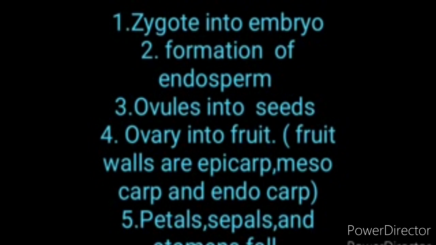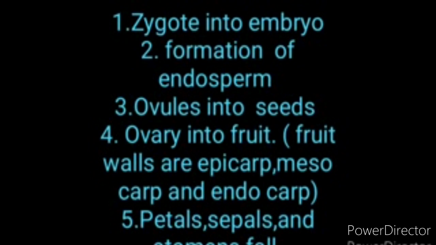The zygote, the first cell, becomes an embryo through embryogenesis. The protective or nutritive tissue for the developing embryo is called endosperm. What is the function of the endosperm? Giving nutrition to the developing embryo. The zygote becomes the embryo, and the endosperm gives the nutrition. Then the ovules are present, and the ovules become seeds.